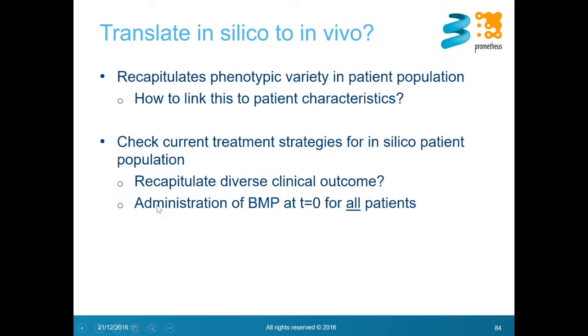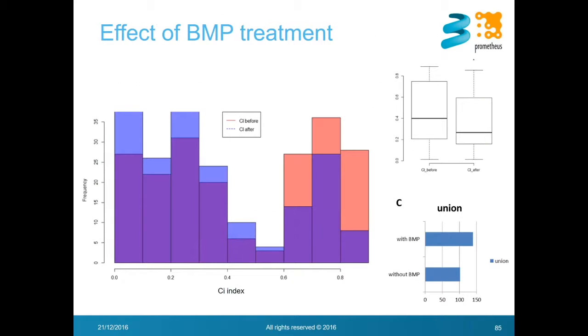Now, how can we translate that to the patient? Obviously, for the patient, we would like to know what is going wrong, but more specifically, how can we help the patient? So what treatment should we offer? And BMP administration is one of these treatments that is often done. So we took these 200 patients and we all gave them a BMP treatment at the start of the healing, at the onset of the healing process.